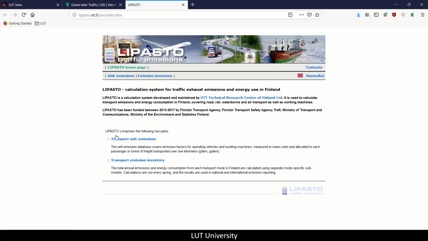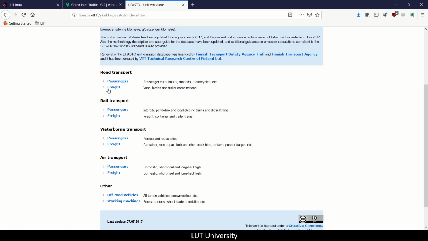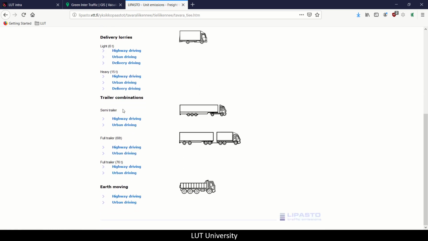So here, this is the first main page. We must navigate to transport unit emissions. Then from here we can see road transport and freight. And here we go down and we can see semi-trailer. The sea containers are usually carried with this type of truck. As we are driving from the harbor of Hamina-Kotka to the Russian border, it's mostly highway driving, so we are going to use those emission factors.